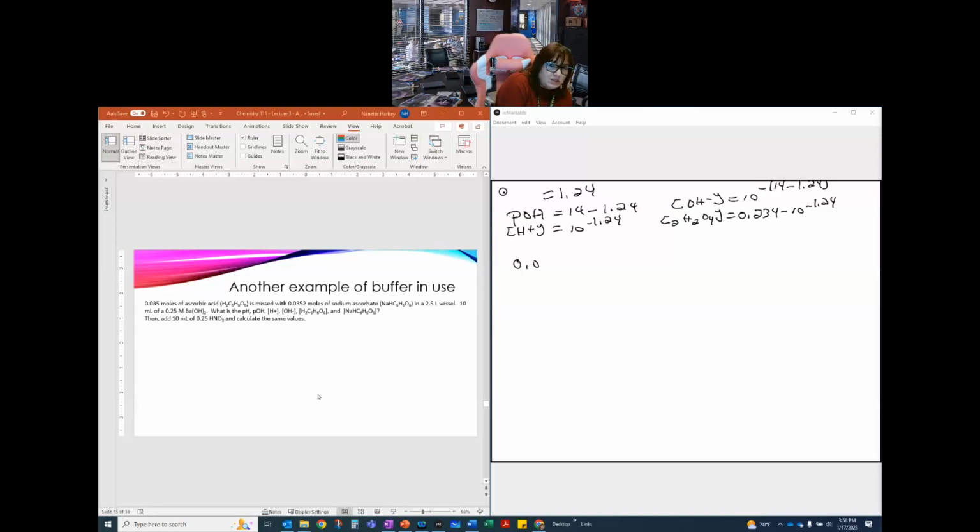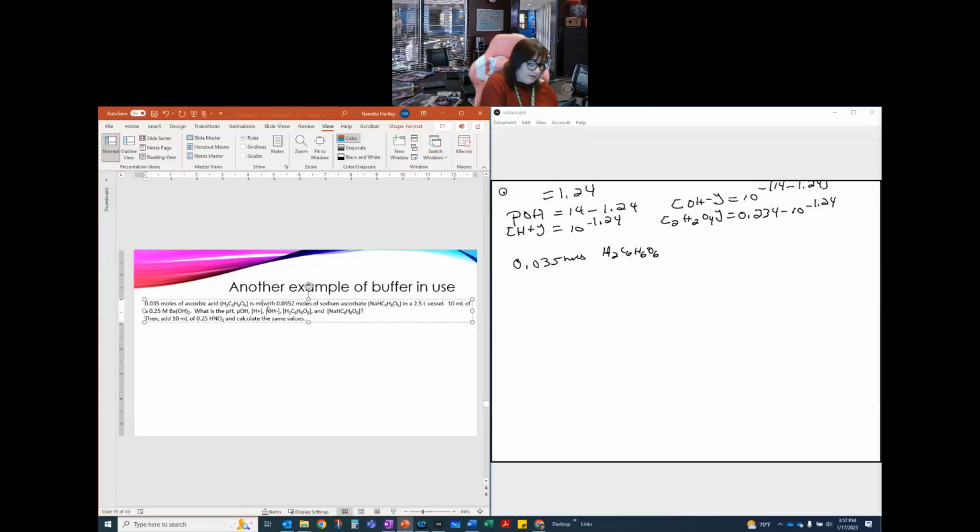That's 0.035 moles of H2C6H6O6 is mixed, not missed, with 0.0352 moles of sodium ascorbate, NaHC6H6O6, in a 2.5 liter vessel.